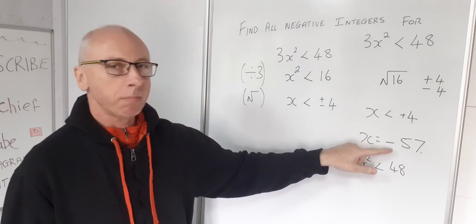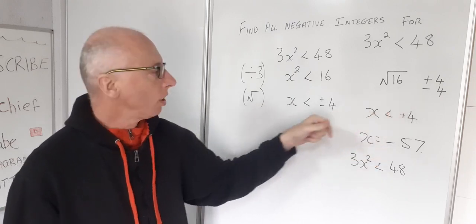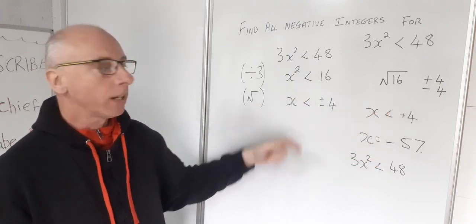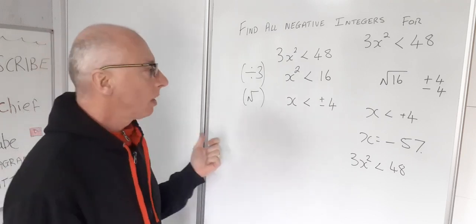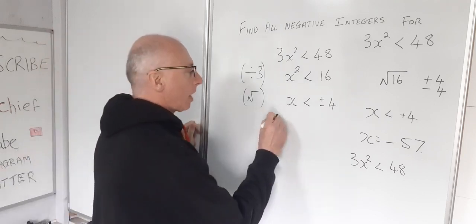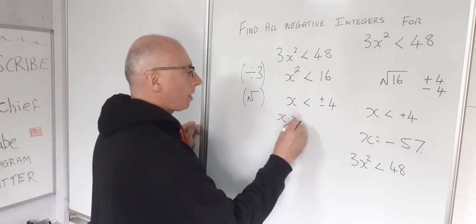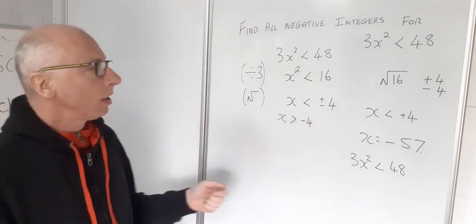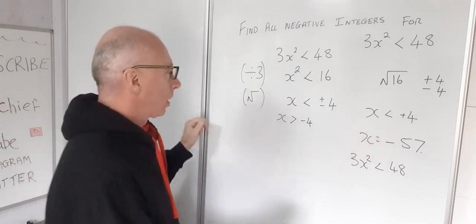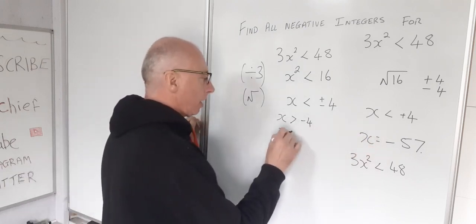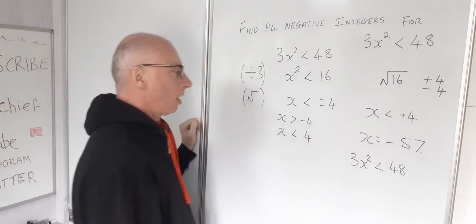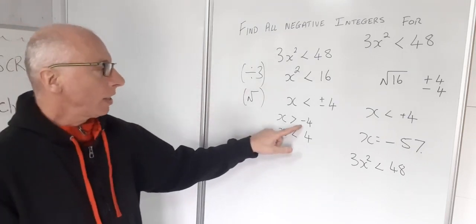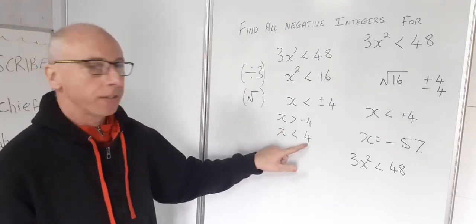So when we got the minus sign as a solution, we have to be careful with our inequality. So now we have to split it up into 2. So now we have x is greater than minus 4, but x is also less than 4. So I've got x is greater than minus 4, and x is less than 4.